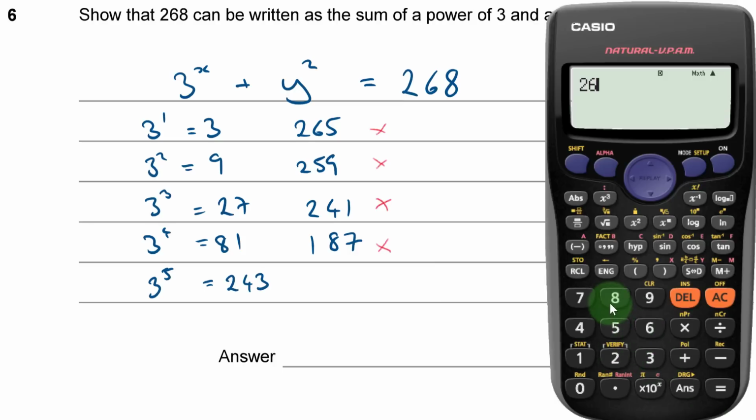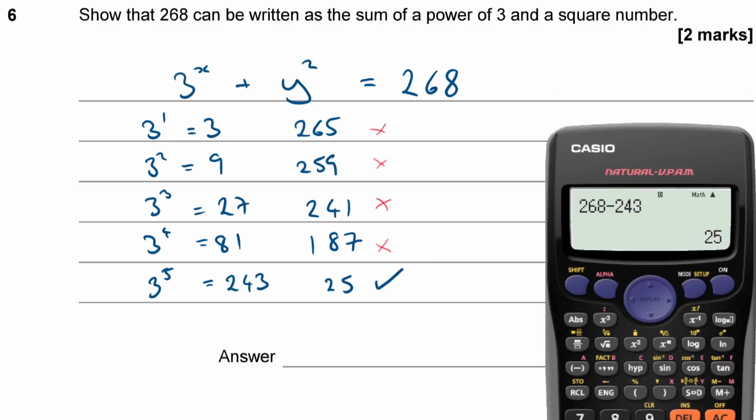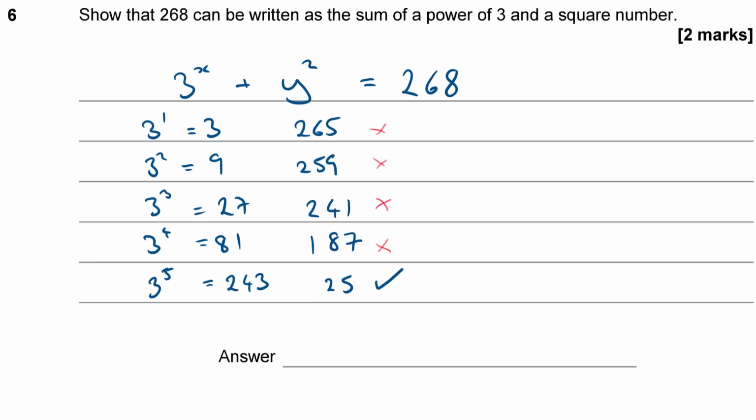243. 268 minus 243 leaves us 25, doesn't it? And 25 is a square number. So, show that 268 can be written as the sum of a power of 3 and a square number. So then I can just write that 268 is equal to 3 to the power 5 plus 5 squared. Done.